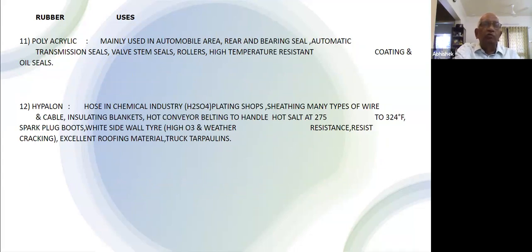Hypalon, which is chlorosulfonated polyethylene, as I told you, CSM, is used for making hoses. Its important property is resistance to phosphoric acid, so it is used for the transportation of phosphoric acid. Then in plating shops, where chromic acid is used, it is resistant to chromic acid, so Hypalon is used there also. It is used for sealing, many types of wire, spark plug boots, white sidewall tires. Because of its high ozone and weather resistance, it is an excellent roofing material, and it is used for roofing and for truck tarpaulins also.